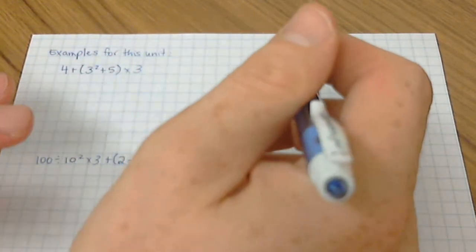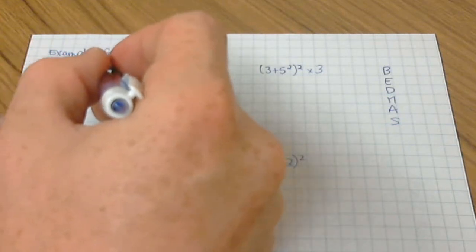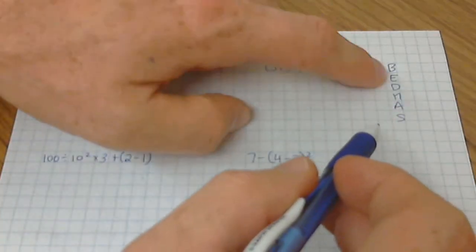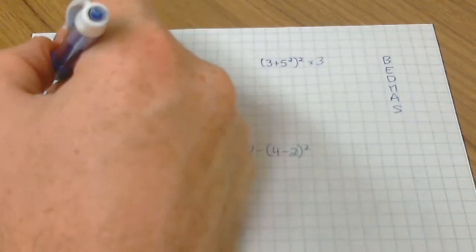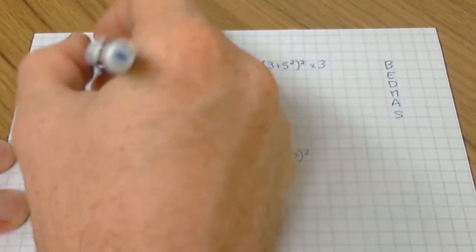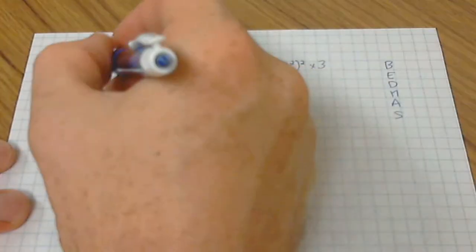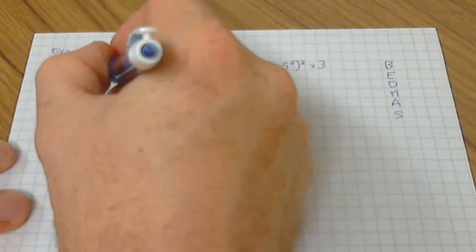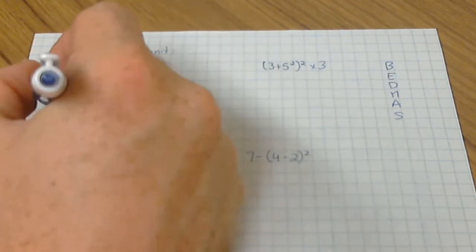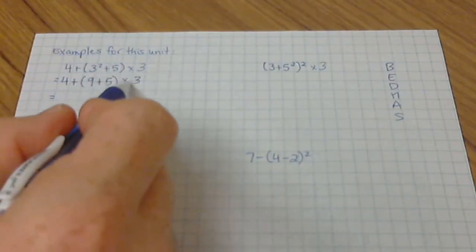Now I know that I need to do brackets first. Once I look inside the brackets, I have an option of exponents or addition. Well, exponents comes way before addition. So this is how it's going to look: 4 plus, and then keep the bracket. 3 squared is 9 because it's 3 times 3, not 3 times 2. Plus 5 times 3.